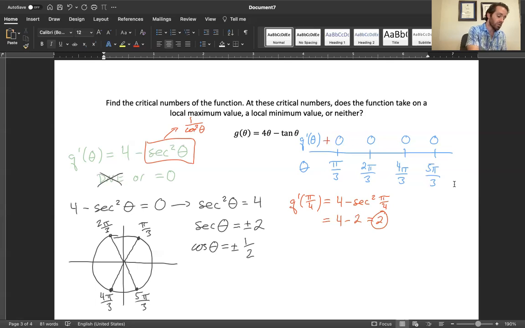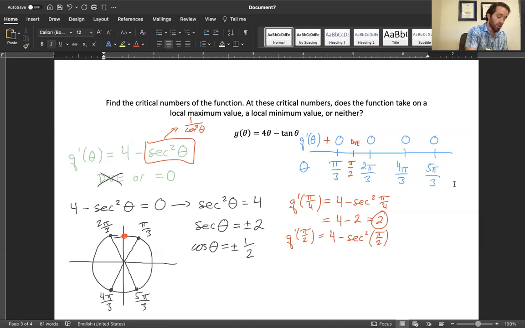Now look at something in this range between the pi over 3 and 2 pi over 3. The most natural choice is pi over 2 right there. So I'll say g prime of pi over 2 is 4 minus secant squared of pi over 2. Secant squared of pi over 2, oh, this is going to be one of those values that I said we can ignore, because it actually is a point where it doesn't exist. But I suppose that we do have to look on either side of that. So we have more things to test. We have to go there and also there.